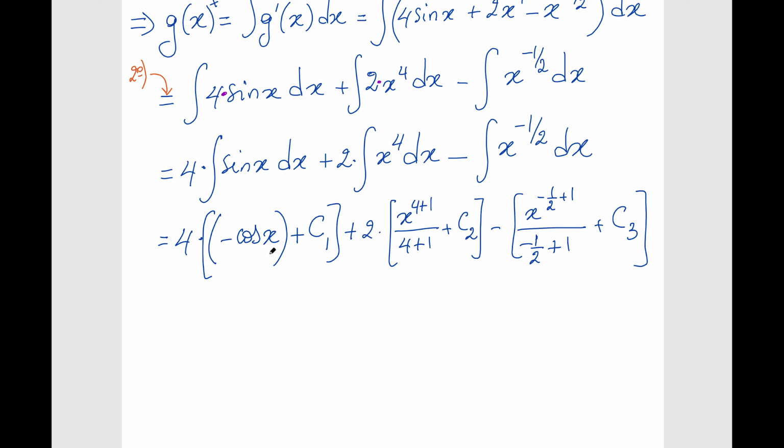All right, let's now clean up a little bit the writing. This is negative 4 cosine x plus 4 c1, plus what here? This is x to power 5 divided by 5 times 2, so this is 2/5 times x to power 5, plus twice c2, minus this. What's this guy? Negative 1/2 plus 1. What's negative half plus 1? Isn't it half? So this guy downstairs is also half. And if you're dividing by half, this is the same as multiplying by the reciprocal of half, which is 2.